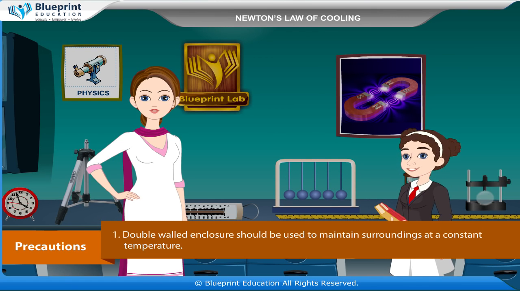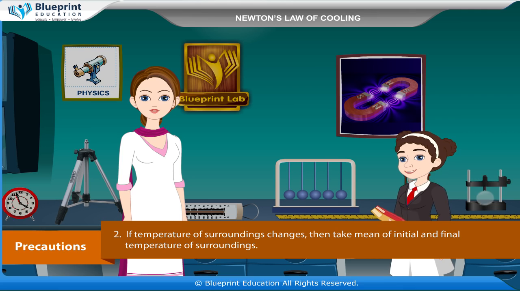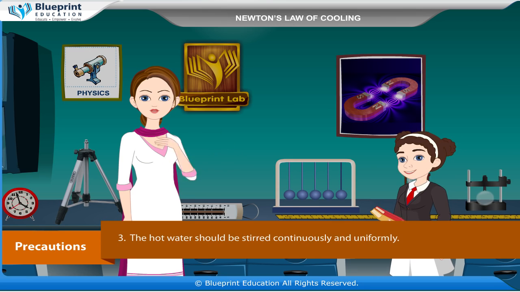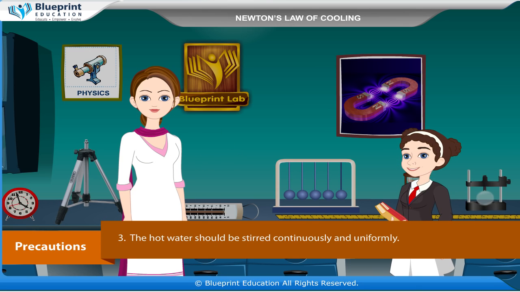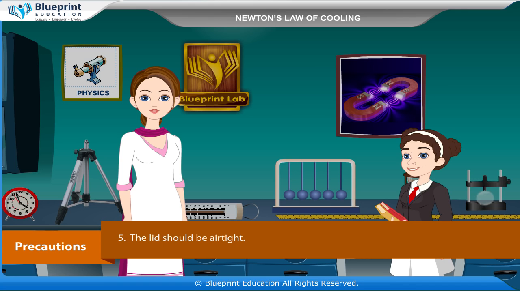Precautions. Double-walled enclosures should be used to maintain surroundings at a constant temperature. If temperature of surroundings changes, then take mean of initial and final temperature of surroundings. The hot water should be stirred continuously and uniformly. The outer surface of calorimeter should be blackened. The lid should be airtight.